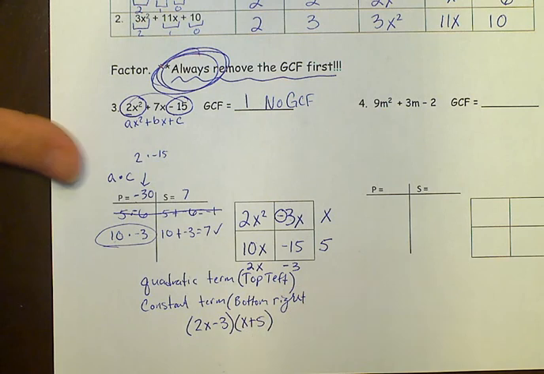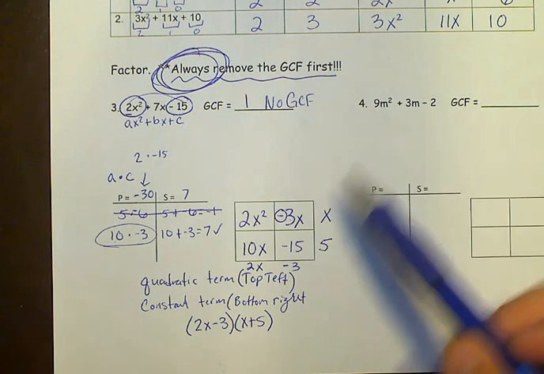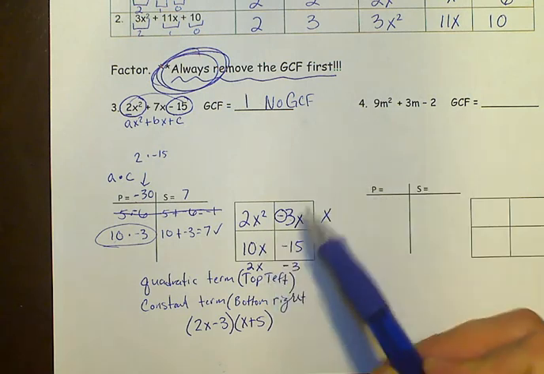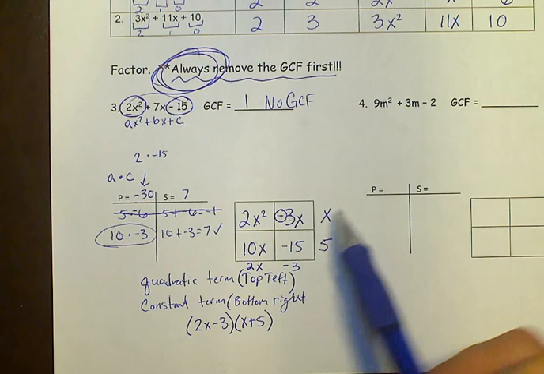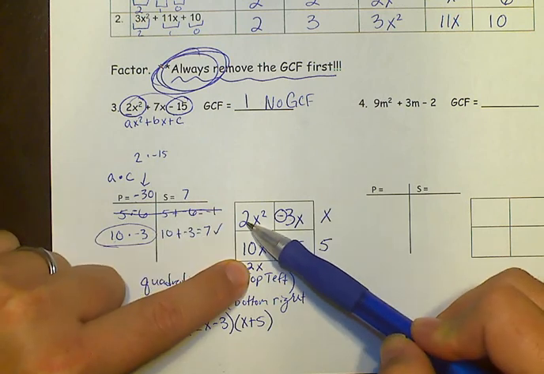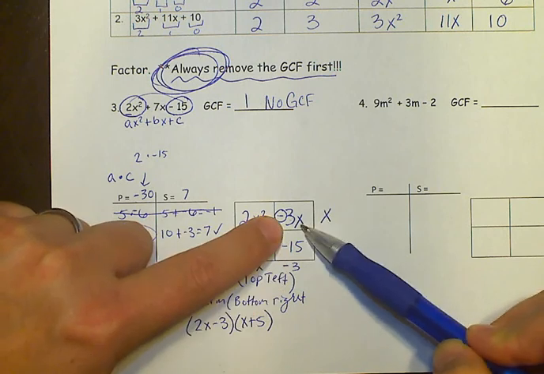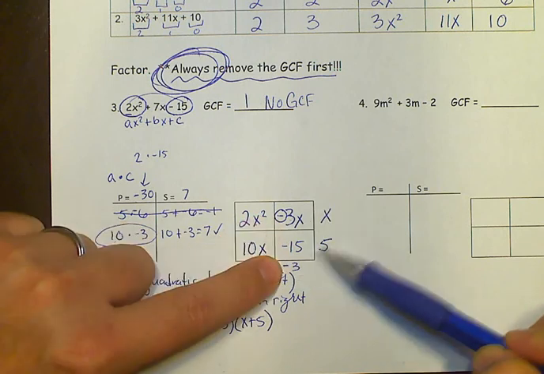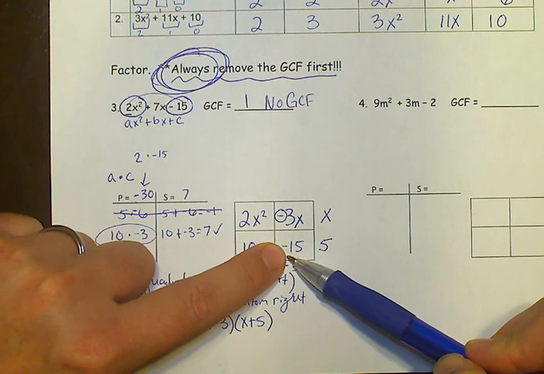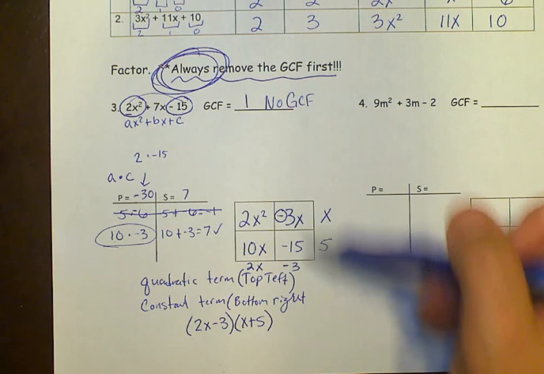Those of you who like the box method when you were FOILing, it was really the same thing, except we went backwards. We're pulling out a GCF. Remember when we were FOILing, we would do x times 2x and get 2x squared, x times negative 3 and get negative 3x, negative 3 times 5 and get negative 15. So if you liked using the box method with FOILing, this is the same thing.